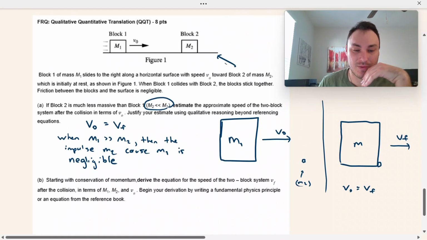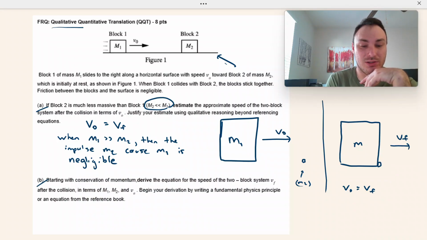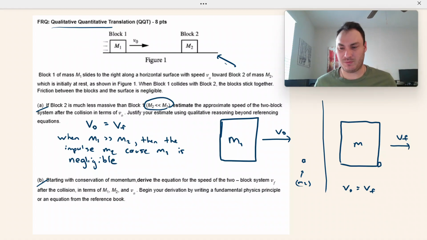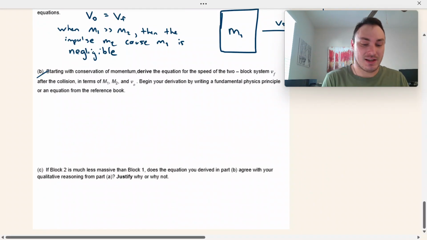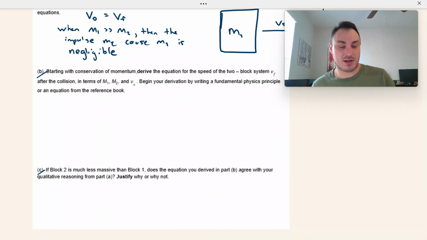So now, how these FRQs work: first you're going to qualitatively look at the situation. Now we're going to quantitatively look at the situation. That's why it's called quantitative translation. First, we're picturing the system. We're going to picture what this system is doing, just using our physics knowledge based on vibes, and think, okay, what's actually going to happen? Next, we're going to mathematically calculate that and see if those two things match. And that's what the final answer is going to ask: does our qualitative understanding match with what our quantitative understanding was?